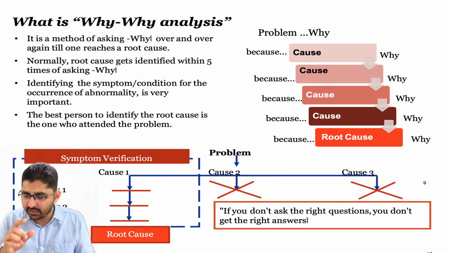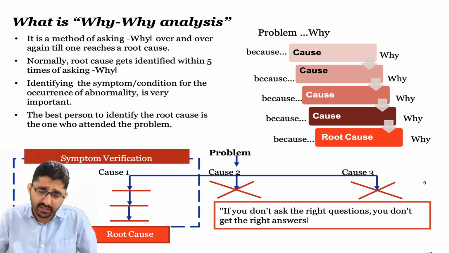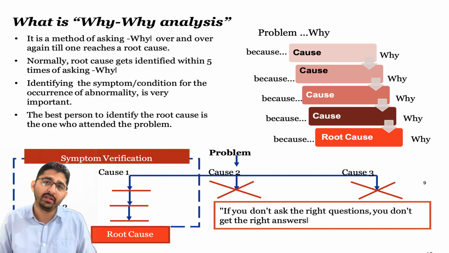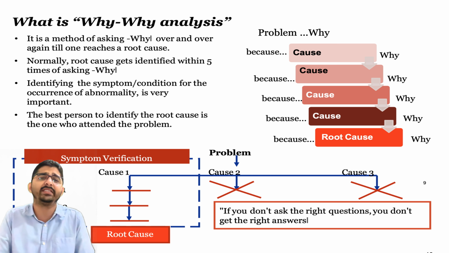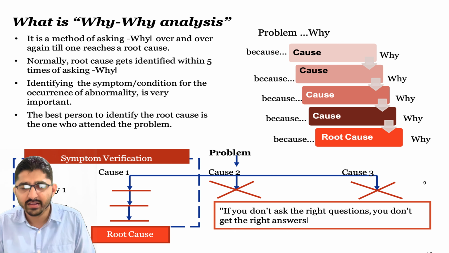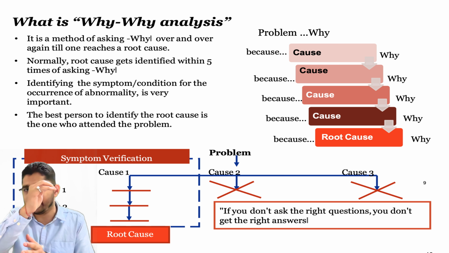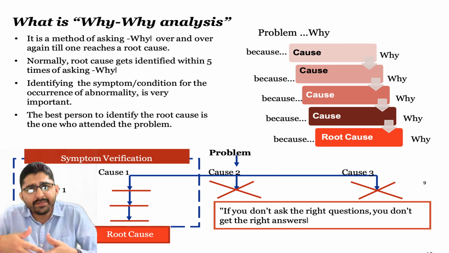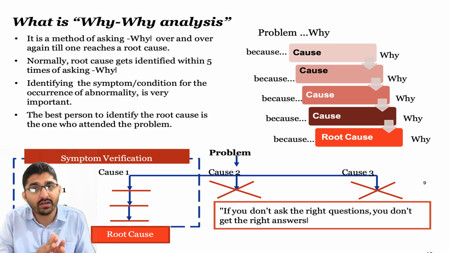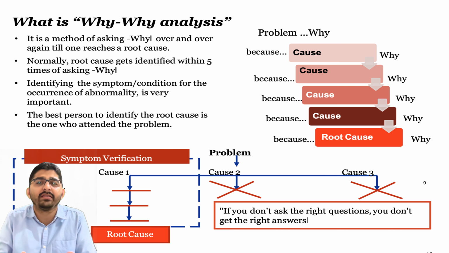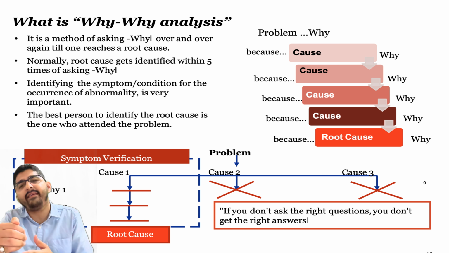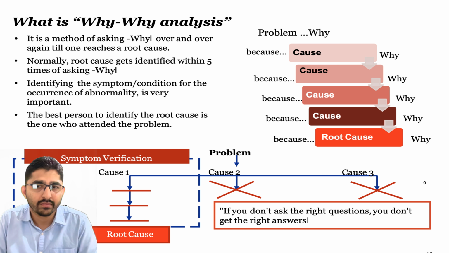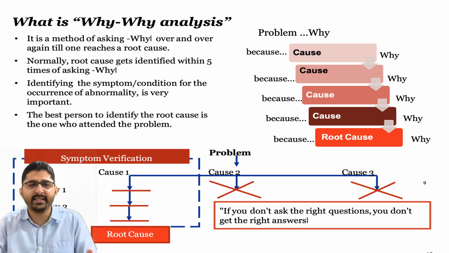So now the question comes, who is going to do this 5 why? The best person to identify the root cause is the one who attended the problem, who has seen the problem, or a person due to whom the problem originated, my friends. When you see a diagram, there is a pillar or sticks. Let's say I ask, why did this problem occur? Because of this. Why because of this? Because of this. This way, ultimately at the end of the 5th step, we'll get the root cause, my friends. I hope this is very easy and understandable.